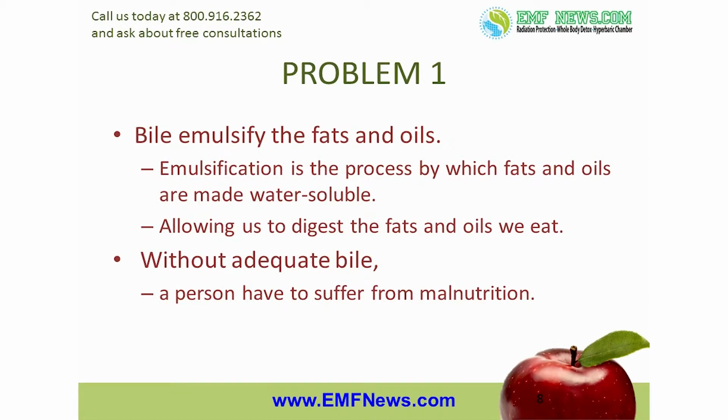The next thing that bile does in the intestine is to emulsify the fats and oils in the food that we eat. Emulsification is the process by which fats and oils are made water-soluble. To understand emulsification, think of soap. It's next to impossible to rinse grease off a dish with just plain water. But if you put a drop of soap on the dish, the grease washes right off. That's because soap is an emulsifier. It's what allows fats and oils to mix with water. Bile is the body's natural emulsifier, and it is what allows us to digest the fats and oils we eat.